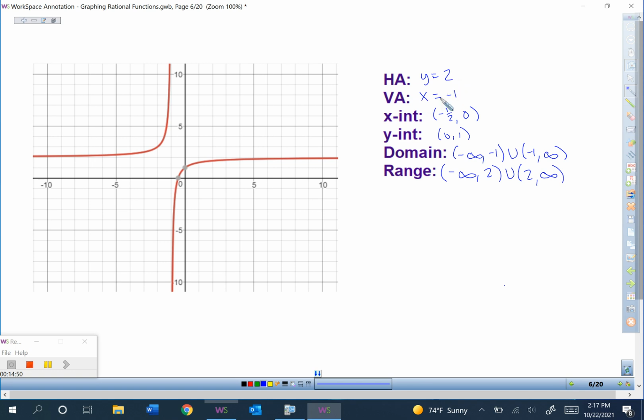And what I want you to do, we'll come back to that. What I want you to do is see if you can do the pattern like we just talked about, just with the vertical asymptote and the x-intercept, of writing that equation. Pause the video and see what you can come up with.